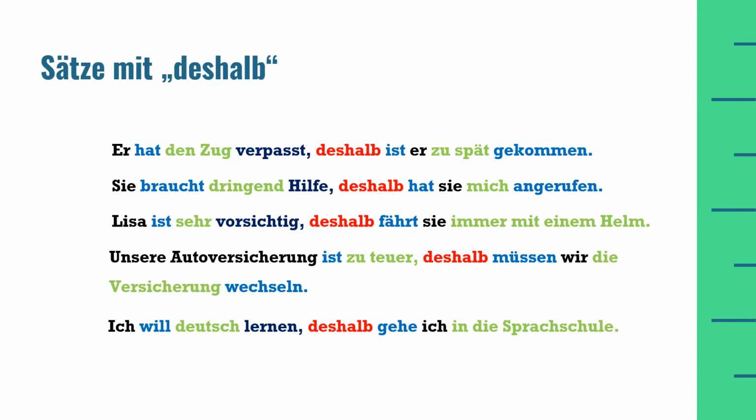Then we start the second Hauptsatz with deshalb. And soon after deshalb, we have to use the main verb of the sentence, which is gehen. But the subject in the second Hauptsatz is ich, so gehen becomes gehe. In die Sprachschule, to the language school.